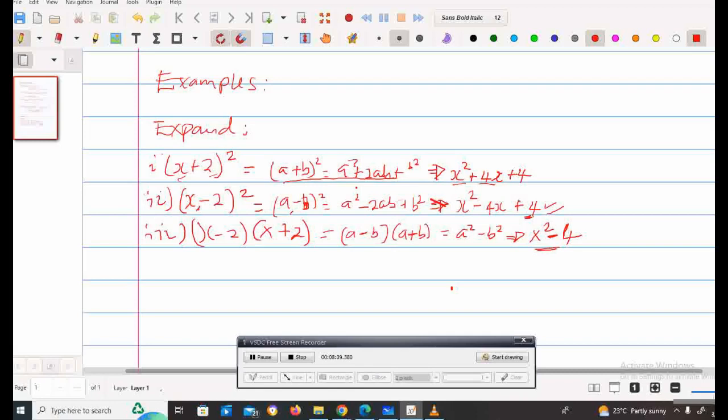Then we have the last question, which takes the shape of the third quadratic identity, x minus 2 into x plus 2. We just need to get the difference between the square of this one and this one, because this is x minus 2 and this is x plus 2, which is the same as a minus b into a plus b, which expands into a squared minus b squared. So we just get x squared minus the square of 2, which is 4, and that's how we use the quadratic identities to do such expansion.